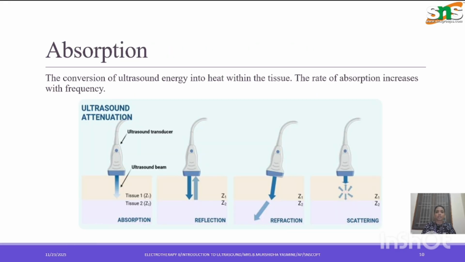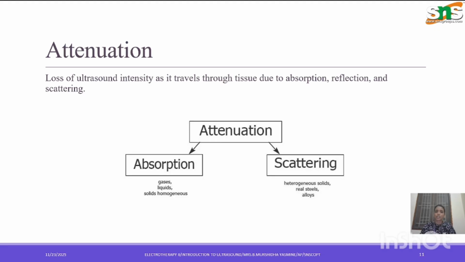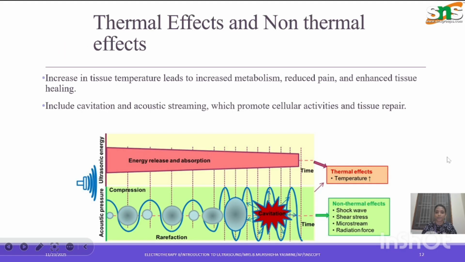Absorption of the ultrasonic wave is the conversion of ultrasonic energy into heat within the tissue. The rate of absorption increases with the increase in frequency. Attenuation is the loss of ultrasound intensity as it travels through the tissue due to absorption, reflection and scattering. Attenuation is basically because of absorption and scattering. Absorption happens in gases, liquids and homogeneous solids. Scattering happens in heterogeneous solids, like steels and alloys.